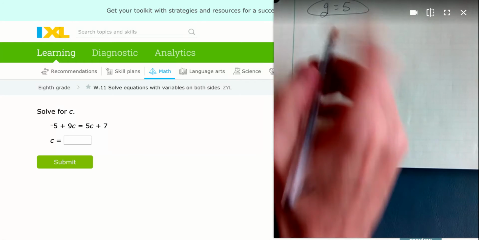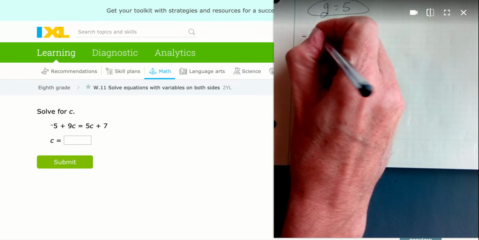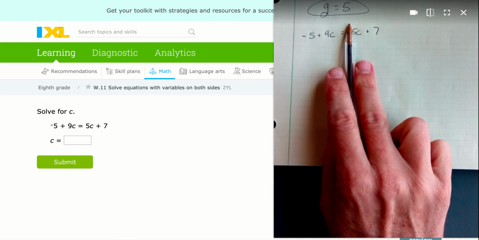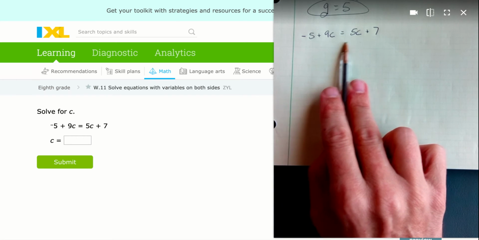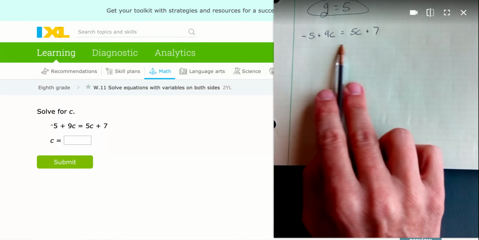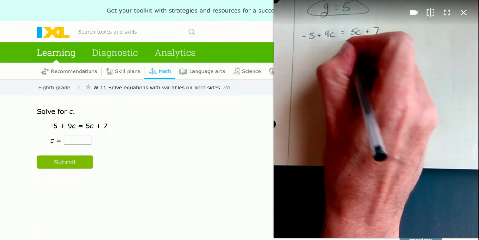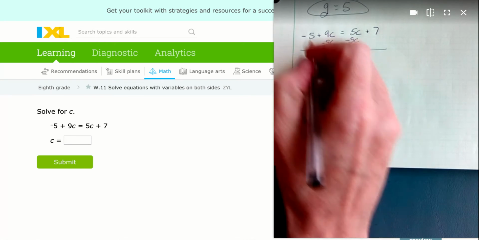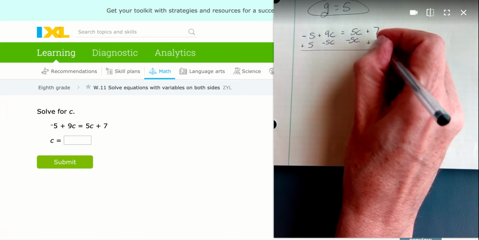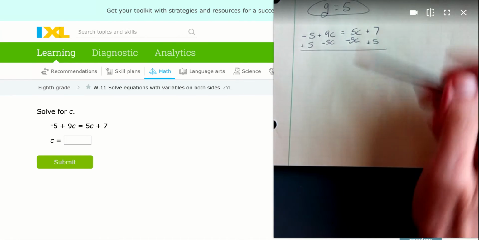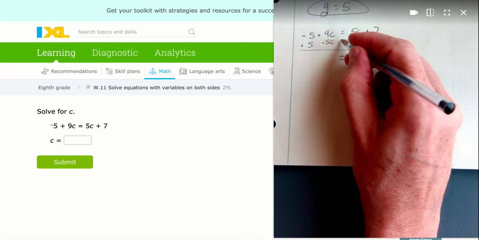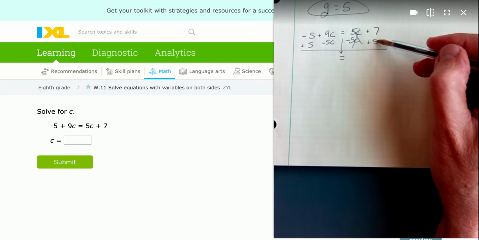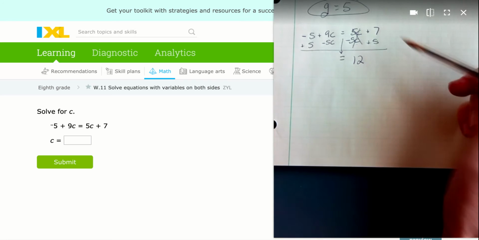So again, here I have negative 5 plus 9c equals 5c plus 7. What I want to do is bring the c terms to one side of the equation and the non-c terms to the other. So I'm going to do that by subtracting 5c from both sides of the equation. At the same time, I'm going to add 5 to both sides of the equation, keeping like terms lined up. So again, I have my equal sign right here in the middle. 5c and negative 5c cancel. The 7 plus the 5 is going to be 12 that's left on the right side.